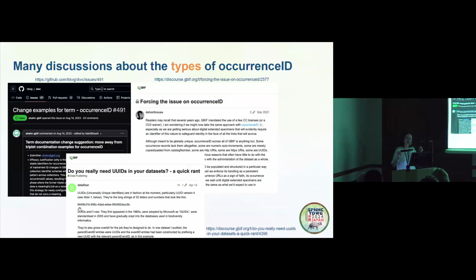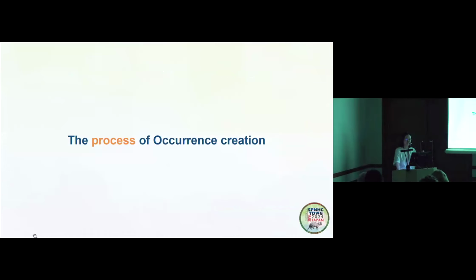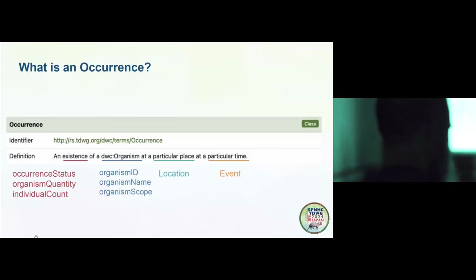Now, there are many discussions about the types of occurrence ID. Should it be meaningful, meaningless, UID, or DOI? But we felt that something is missing. That's the process of occurrence creation, because occurrence ID is not just a column in the occurrence table. So first of all, what is an occurrence? It is an existence of a living organism at a particular place, at a particular time. So we can already represent the occurrence concept with 4 Darwin Core classes.